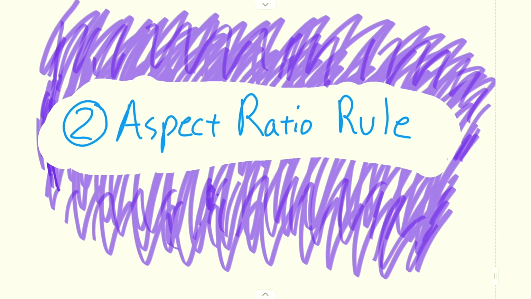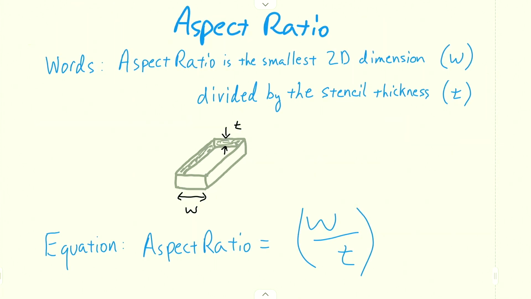This next section introduces our first rule, the aspect ratio rule. First, we need to define the aspect ratio, which we can do 2 different ways. It can be stated in words. The aspect ratio is the smallest 2D dimension, which for us is always the width, divided by the stencil thickness. Or we could use an equation. The aspect ratio is equal to W divided by T.